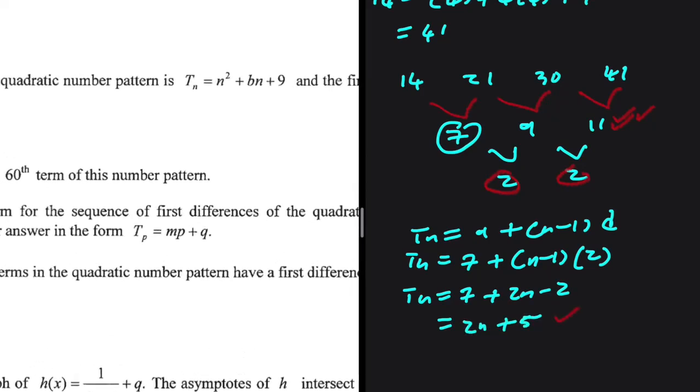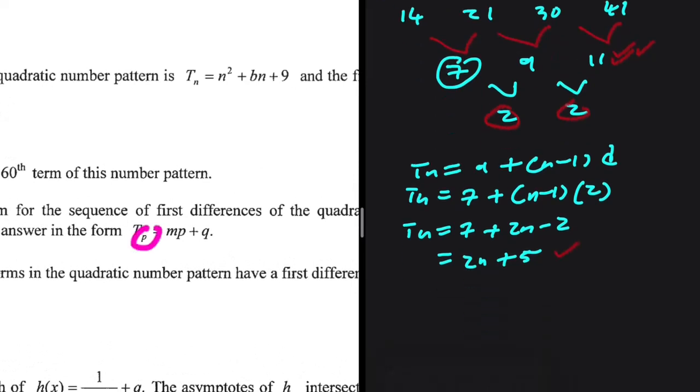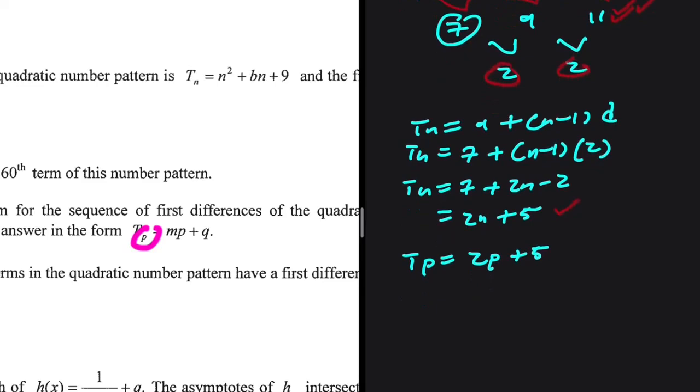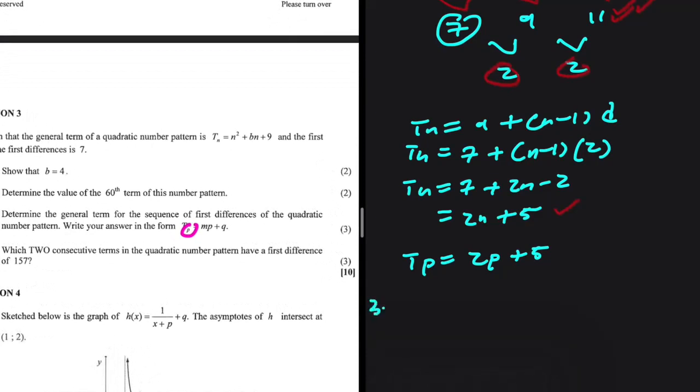We're supposed to call it Tp and not Tn. So let me just rectify that. Tp is equal to 2p plus 5. There we go. Let's go to 3.4, the last question. In 3.4, which two consecutive terms in the quadratic number pattern have a first difference of 157? Which two terms in the quadratic number pattern have a first difference of 157?